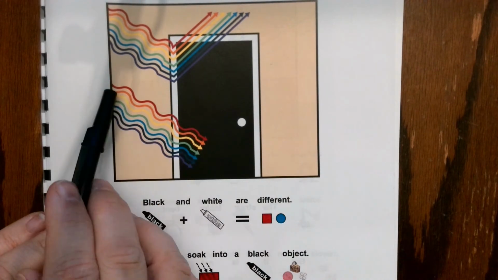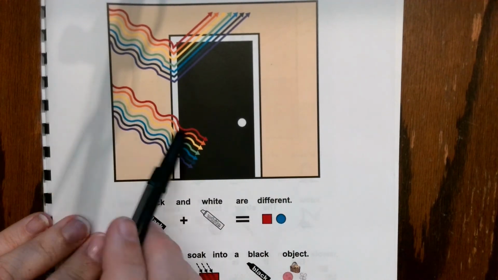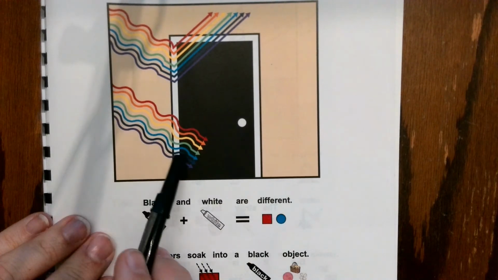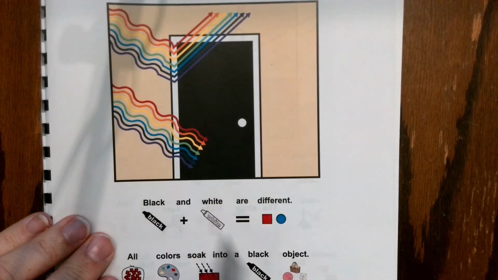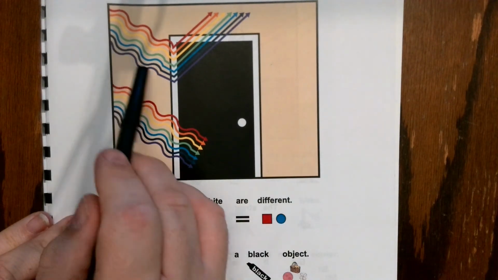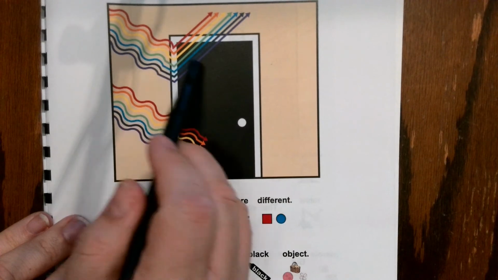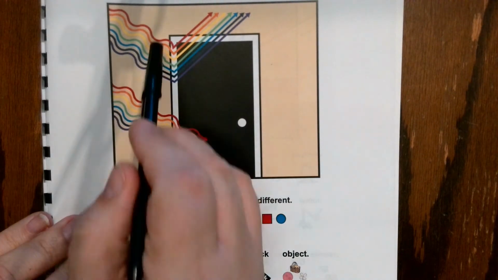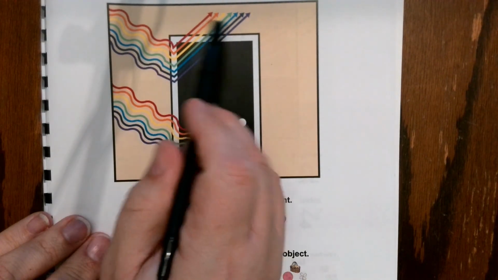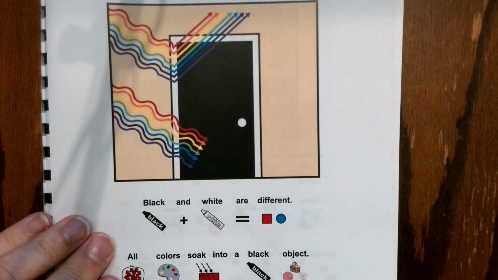If it's a black door, that means all of the light waves are coming in and they get soaked in the black door and you can't see them. But all the same white waves are bouncing off the white door frame and all of them come out bouncing. And guess what? All of these colors, they're all combined. They turn into what color? White.